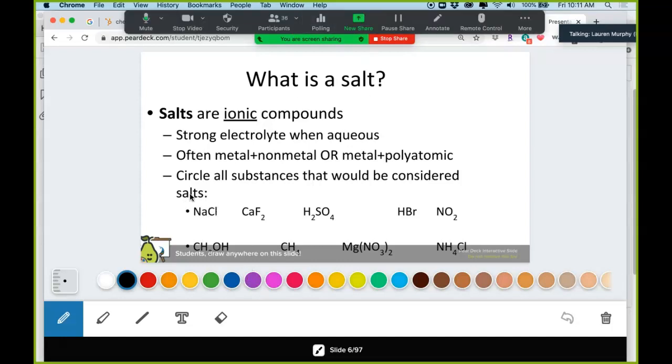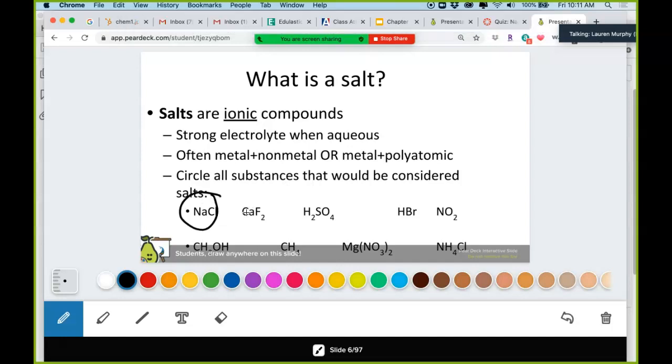So metal, non-metal. Hopefully we circled this guy. Metal, non-metal. This is an acid. Acids are not salts, they are acids. This is also an acid. Non-metal, non-metal. That is not a salt. That is a molecular compound. Okay, I'm going to skip this guy for a second.